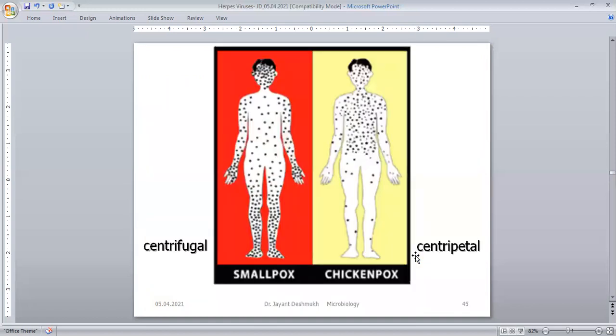Again, the second characteristic feature of chickenpox: they start from the trunk. So there is a centripetal eruption of the lesions compared to smallpox. Now it is eradicated. It's centrifugal. Most of the lesions are on the peripheral part, face and limbs. Here, most of the lesions start from the trunk. So that is one of the characteristic features of chickenpox.